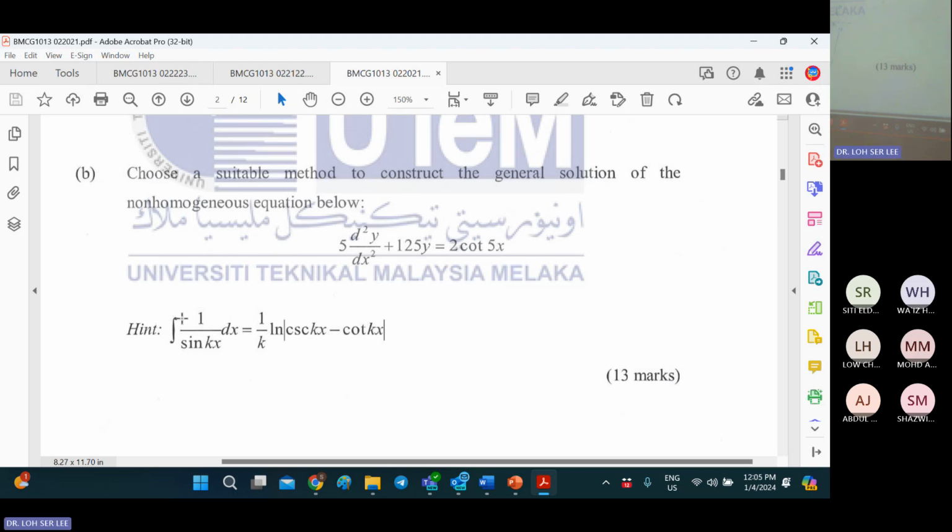When you are integrating 1/sin kx, you will get this. When it comes to the integration part, when you need to integrate 1/sin kx, you can apply this directly. If this is sine 3x, it will be 1/3 ln cosecant 3x minus cotangent 3x. You just use the hint given for the integration part. I just showed 3 years back.